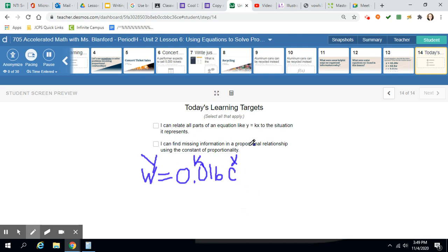Can you find missing information in a proportional relationship using the constant of proportionality? So when we were asking you questions like, if a family threw away 2.4 kilograms of cans, how many did they throw away? If you can do that, you're going to hit a checkbox here. So that's it for today's lesson. Thank you.